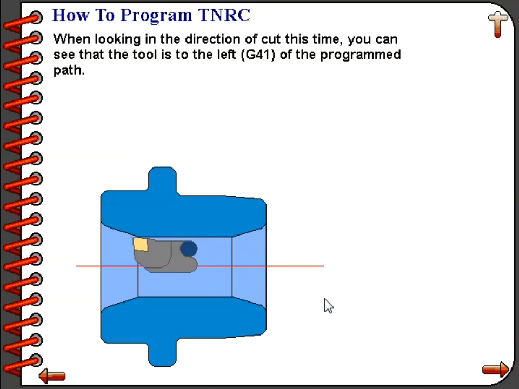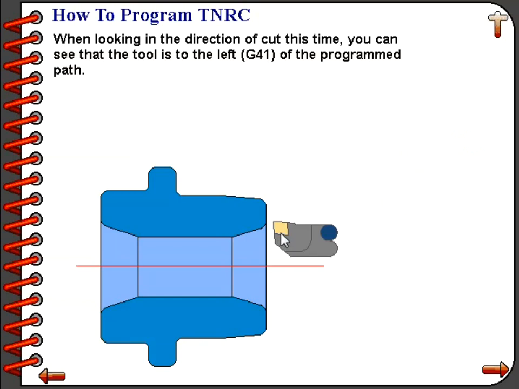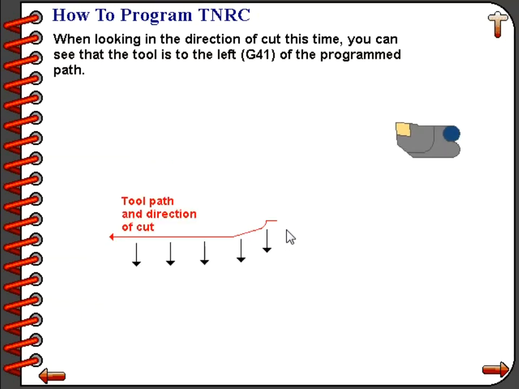Watch as the animation runs through the second time, and we will only show you a red line representing the programmed path. And notice that the tool is on the left of that line as we look in the direction of cut, which is indicated by a red arrow. We will then take you on the next slide to show you how this fits into the program. But basically the rules are the same as for the turning operation.